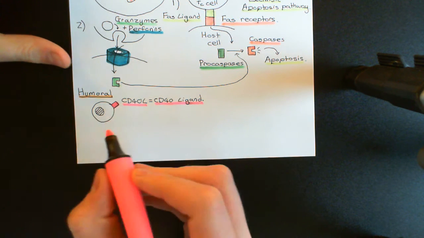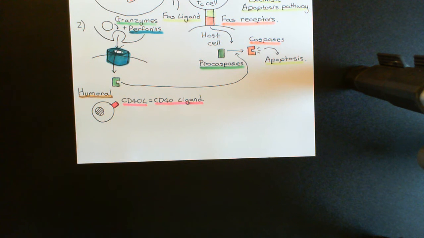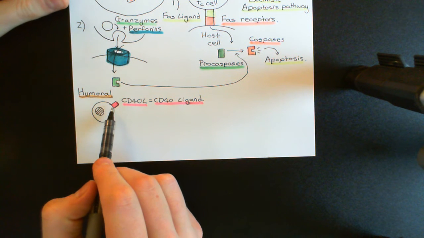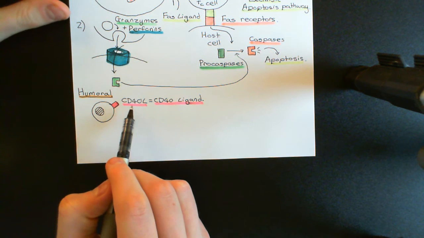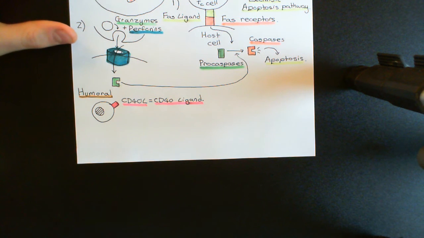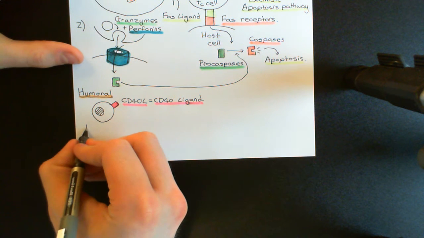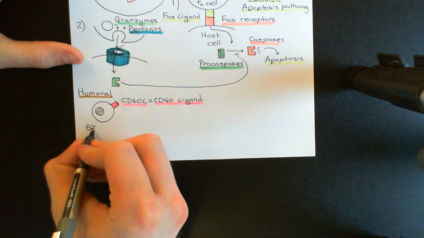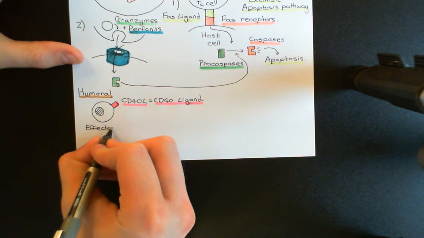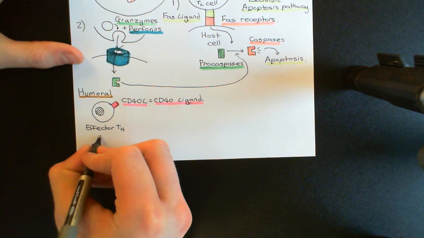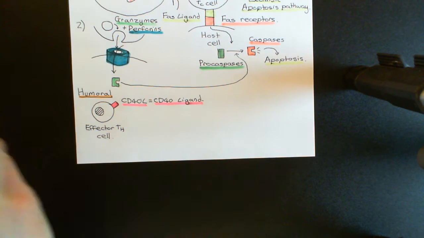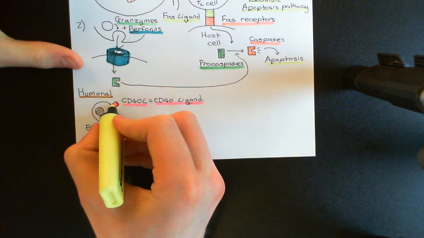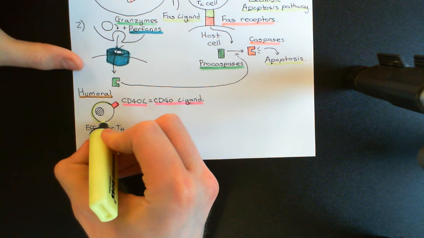So these effector helper T cells, their main role is going to be to activate B cells, and therefore they absolutely all need to have CD40 ligand on their surface, because this is the essential molecule for activating B lymphocytes. So I'll just label this cell up. So this is an effector helper T cell, so TH cell here, and I'll just colour it in yellow. Okay, right.